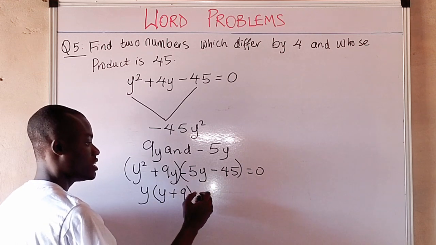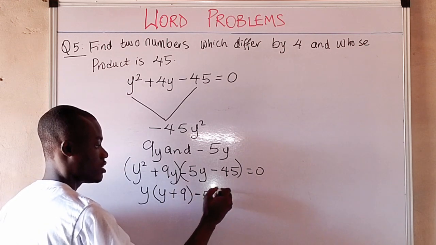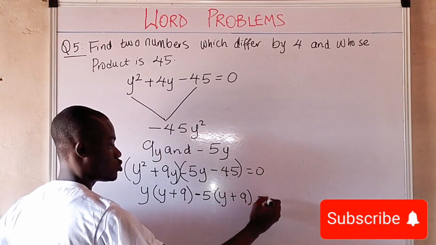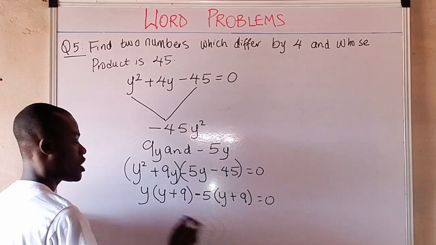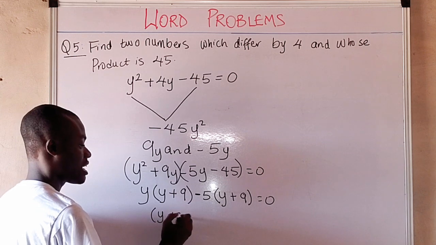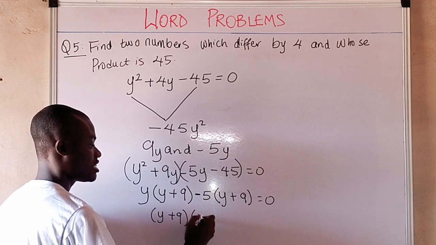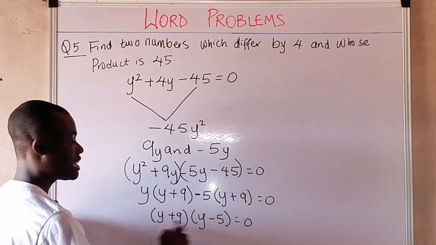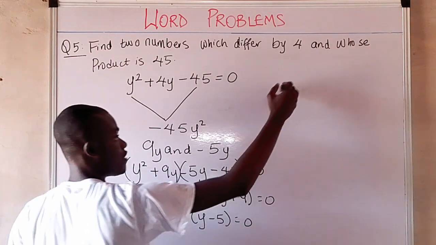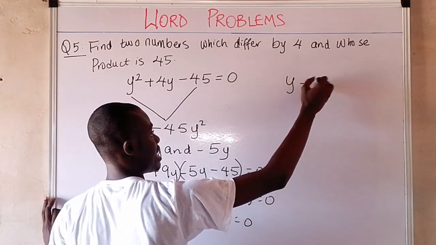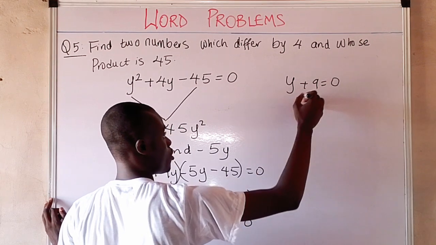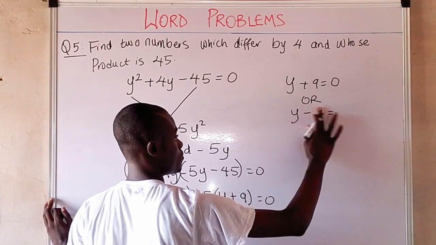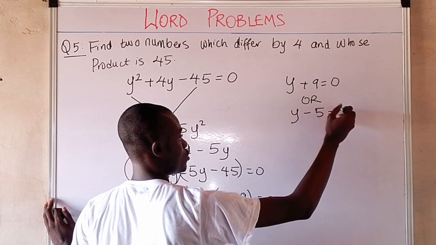Then what's common to both of them here is minus 5. Then we are left with 9 plus y is equal to 0. Since these two are the same, we are going to pick one, y plus 9. Then these two we are going to have as y minus 5 is equal to 0. So we can take each of them and make it equal to 0. So we can have y plus 9 is equal to 0, or y minus 5 is equal to 0.